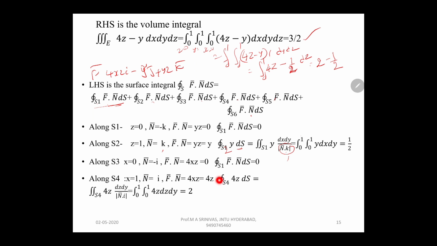Similarly, for each surface, for S3, that is the yz plane, x is 0, n bar is minus i bar, f bar dot n bar is 0. For S4, x is 1, n bar is i bar, f bar dot n bar is 4xz. If I put x equal to 1, it is 4z. For 4z, I need to do the integration. Taking the projection on the yz plane, dz dy by n bar dot i bar. N bar dot i bar is 1 again, so it is 4z dz dy. So this value is 2.